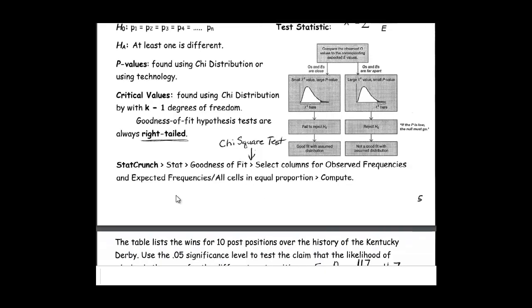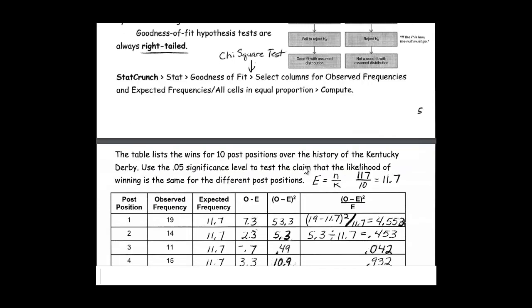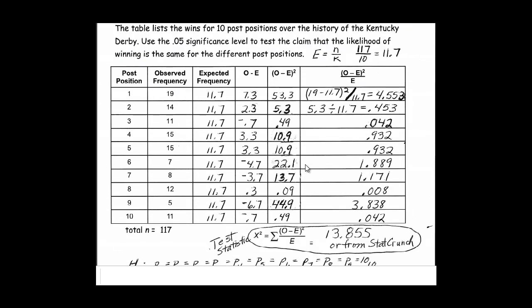So in StatCrunch, you're going to go to Stat, Goodness of Fit, and I forgot to identify that you will then select chi-square test. Then within that menu, you're going to identify what column to go to for your observed frequencies and how you are going to identify your expected frequencies. So the best case is just to go ahead and try one.